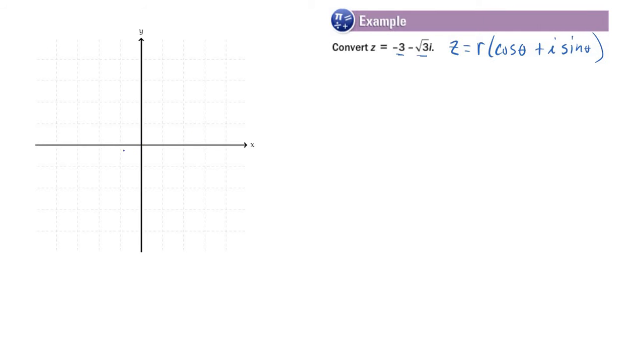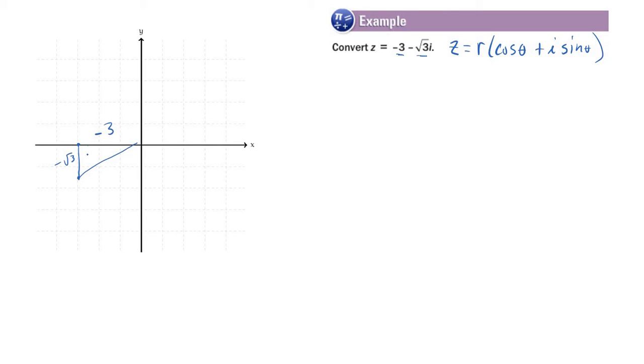So if we start from our origin and we go over 3, right, and then we go down root 3, that's about 1.7. Again, don't stress about the scale. So here is our triangle that we can generate. Pretend it's there in the origin. So this side is -3 and this side is -root 3.